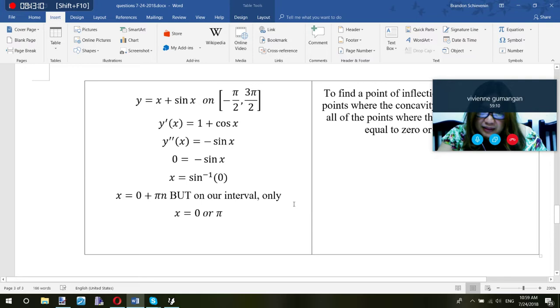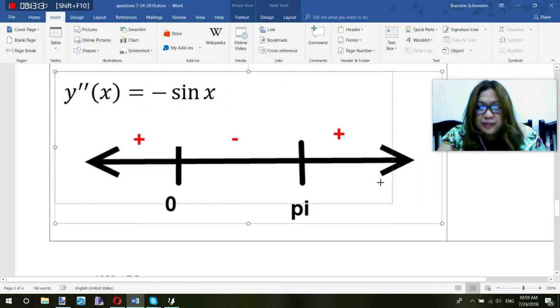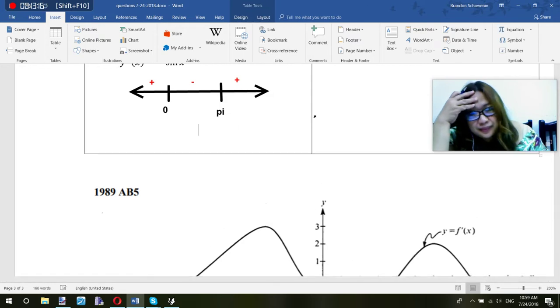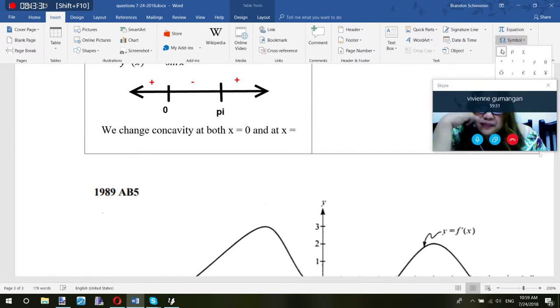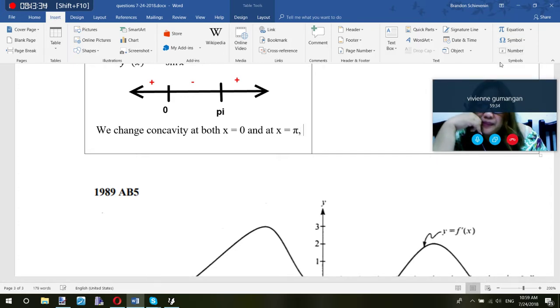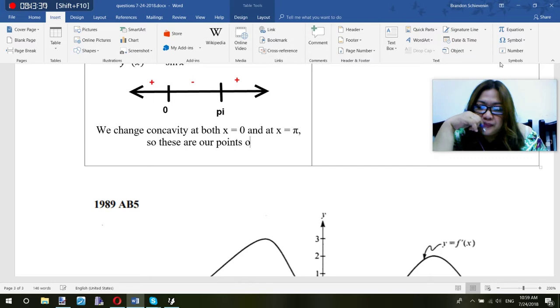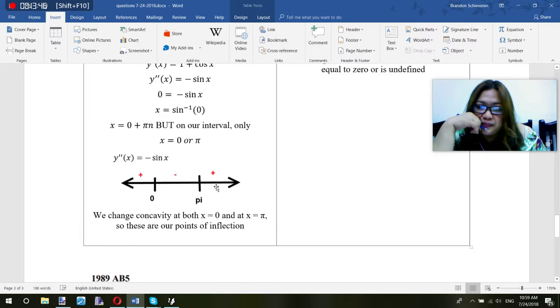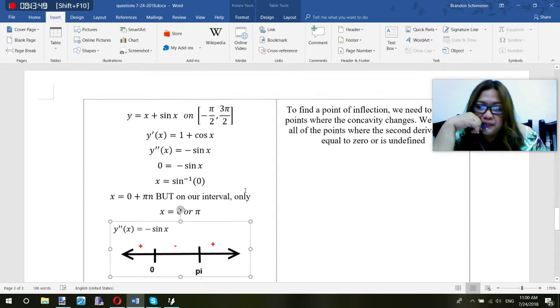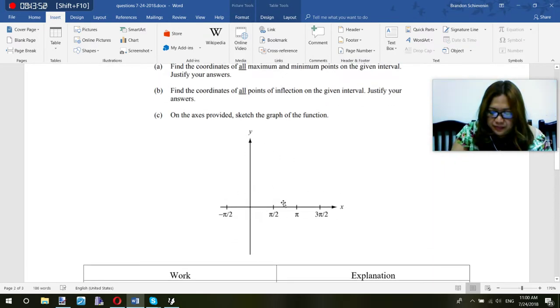So I'm going to copy our graph in here. We change concavity at both x equals 0 and at x equals pi. So these are our points of inflection. So this is my second derivative. I am going to have to graph this in my next one, sketch a graph of the function.